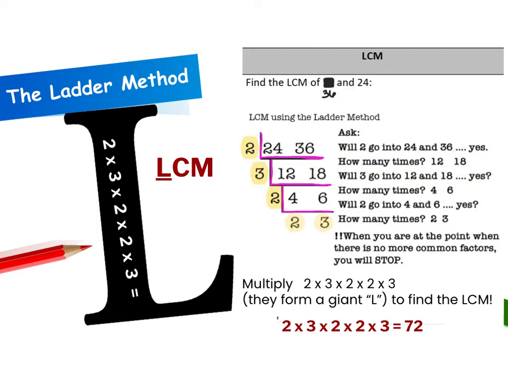So 2 times 3 is 6, times 2 is 12, times 2 is 24, times 3 is 72. The LCM of 24 and 36 is 72.